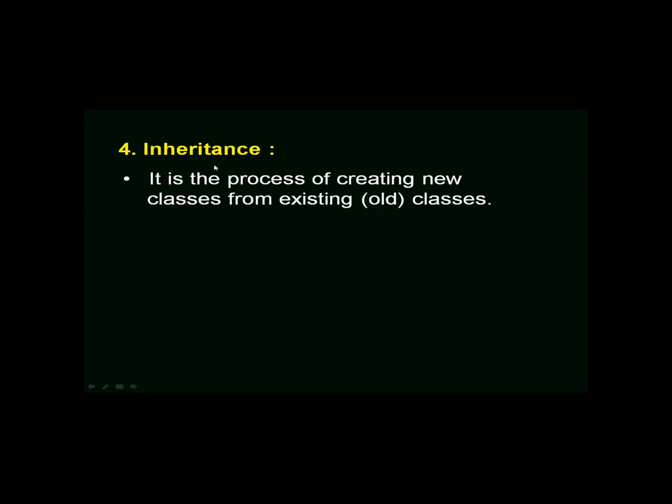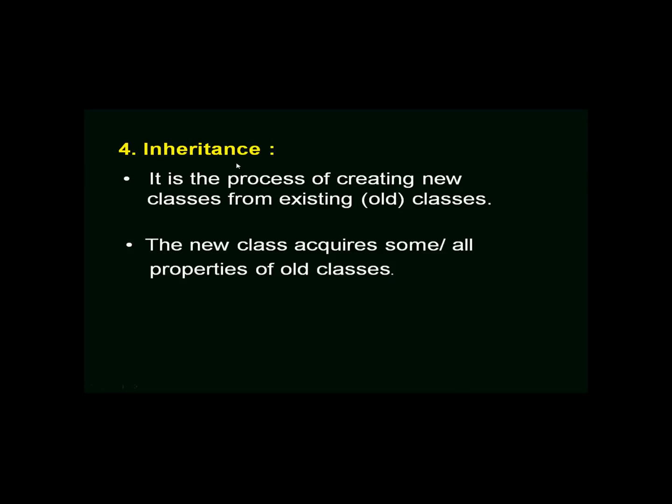The fourth concept of OOPS, object-oriented programming system, is inheritance. Inheritance is the process of creating new classes from existing classes. One class will be there from which we can create another class. Such a process is known as inheritance. The new class acquires some or all the properties of old classes.